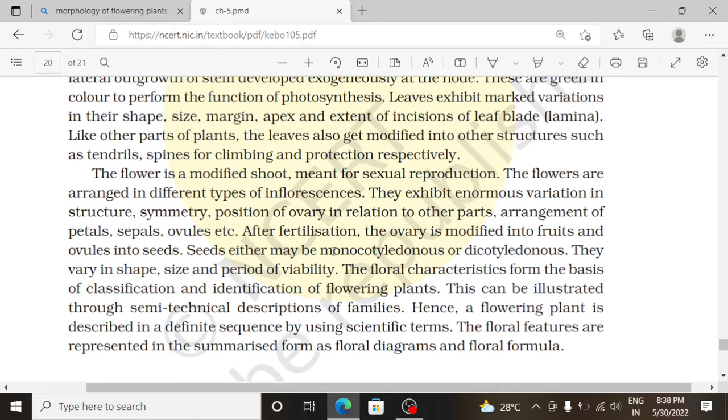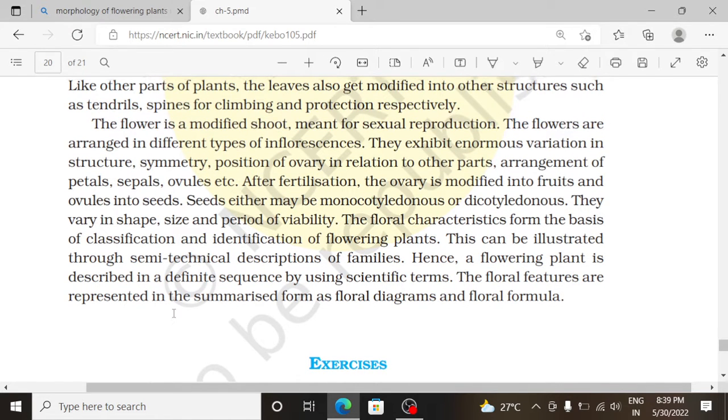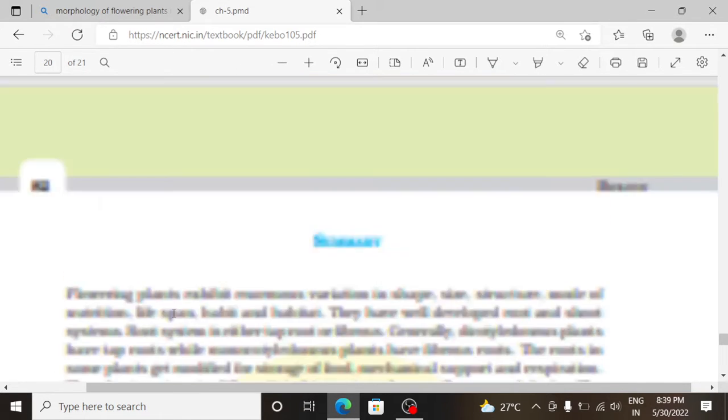Seeds either may be monocotyledonous or dicotyledonous. They vary in shape, size, and period of viability. The floral characteristics form the basis of classification and identification of flowering plants. These can be illustrated through semi-technical descriptions of families. Hence, the flowering plant is described in a definite sequence by using scientific terms. The floral features are represented in the summarized form as floral diagrams and floral formula.